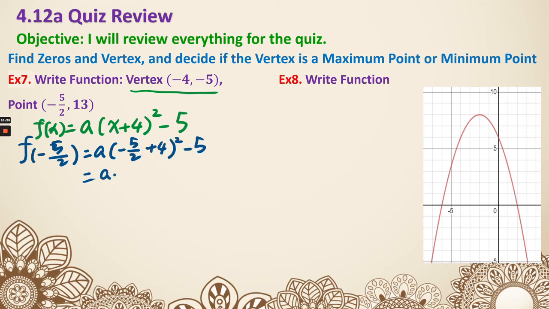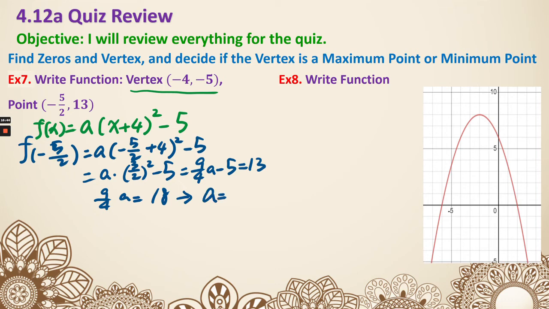So I got 8 times, that's 3 halves squared minus 5, which is 9/4 a minus 5, which is 13. So I can get 9/4a equals 18. Get rid of the 9/4 from both sides. My a should actually be 8. Final answer, f of x. Well, not quite final answer. The vertex form is f of x equals 8 times x plus 4 squared minus 5.